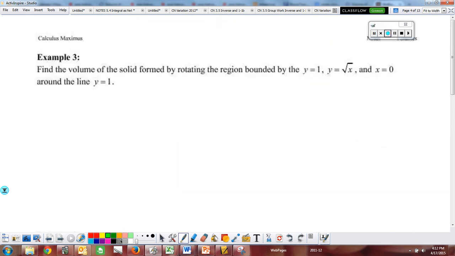All right, let's take a look at the second example. And this is where it starts to get a little fun. So we're going to start the same way. It's always start with a sketch of the region. So it's pretty much the same skill set that you had back in 7.1. So I still have my square root of x. So I'm going to add that in.